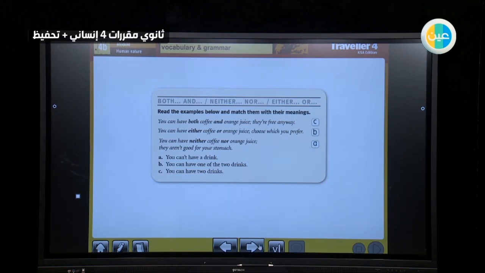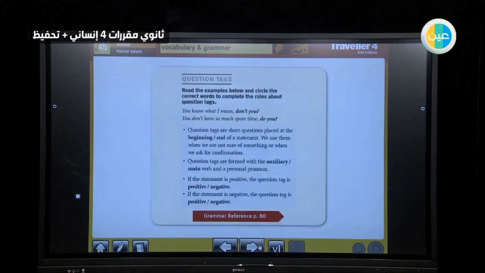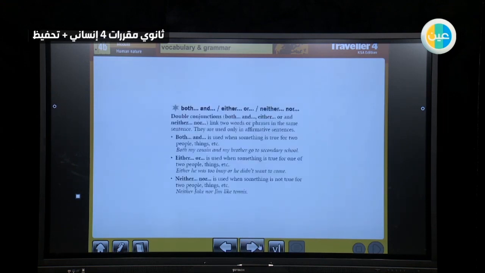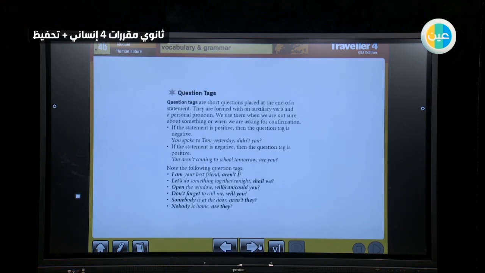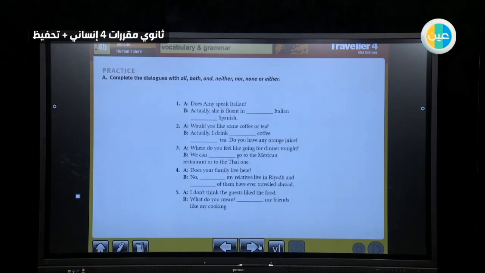You can go to the grammar reference on page 80 for more details. We will do the exercise related to this grammar. Complete the dialogues with all, both, and, neither, nor, none, or either.